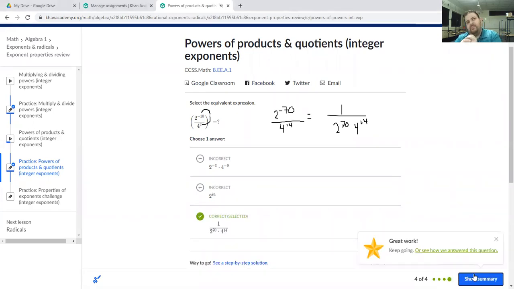Take note that in Khan Academy, they're not always asking for the most simplified form. They're asking for just an equivalent expression. So you may come up with an answer and say, my answer is none of these. It doesn't mean that your answer is wrong. It just means that your answer may not be one of the options. So now you need to figure out which of those options can relate to your problem. So that's more or less how you work with powers of products and quotients.